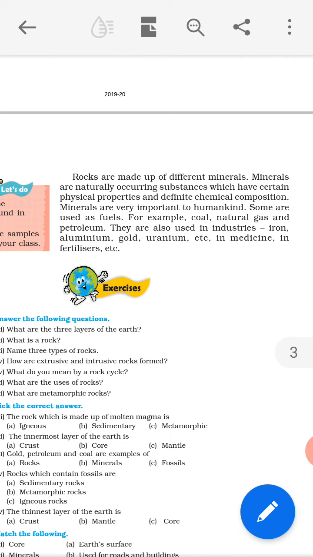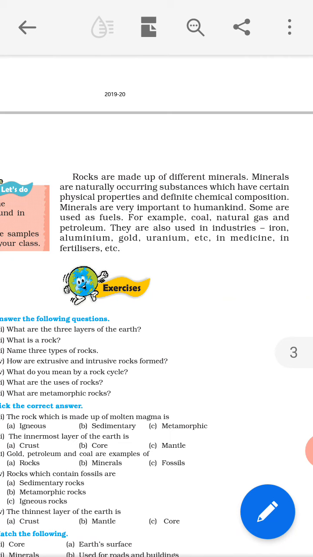Minerals are very important to humankind. Rocks are also important and minerals are also important. Some are used as fuels. Some minerals we use as fuels for our purpose, for example, coal, natural gas and petroleum.